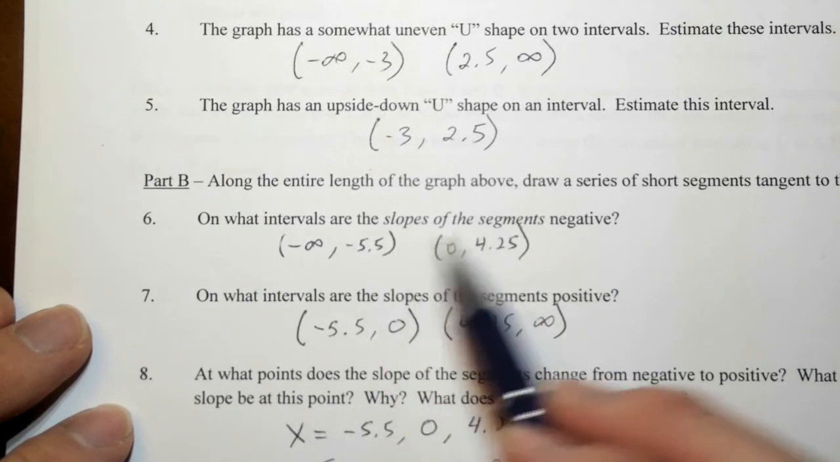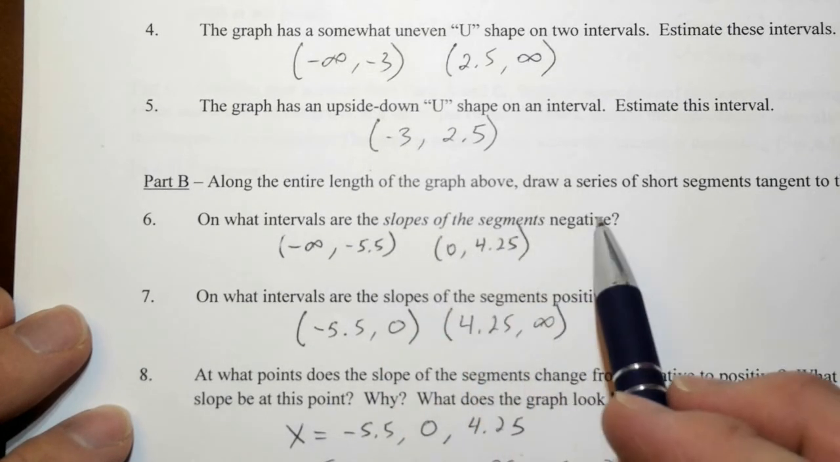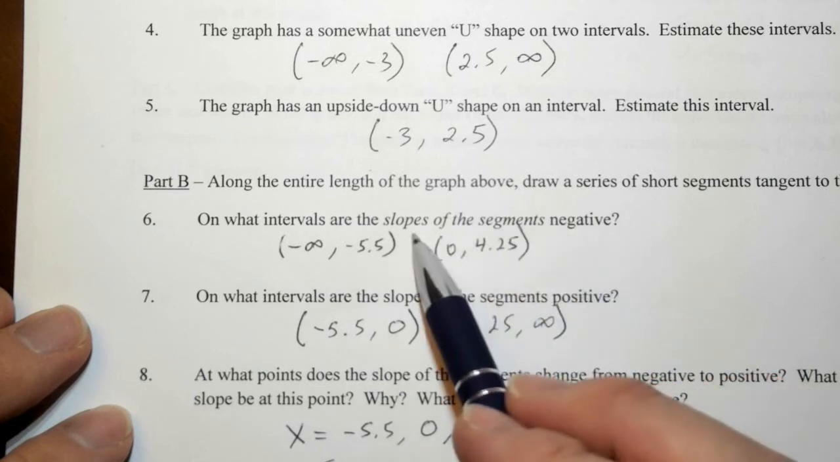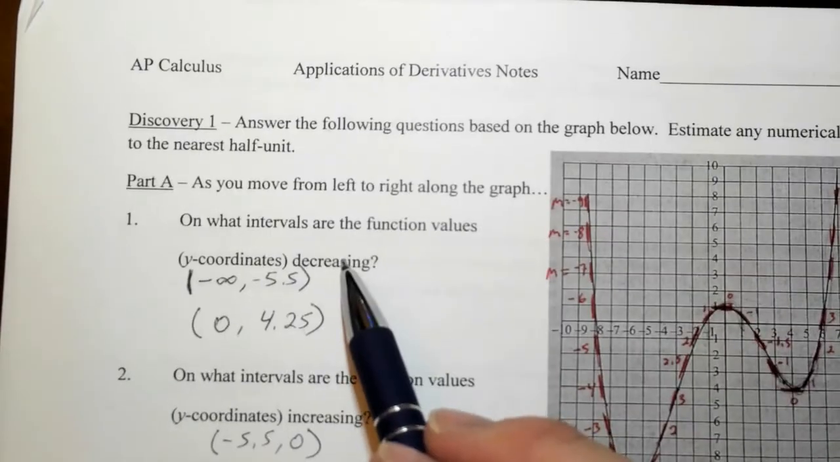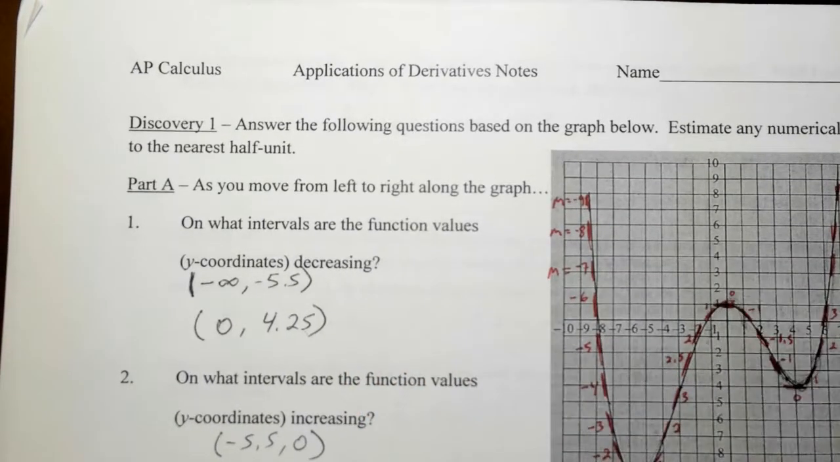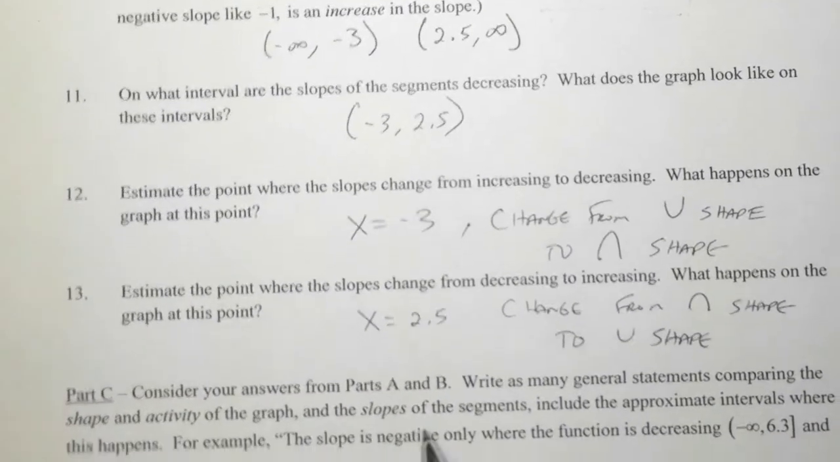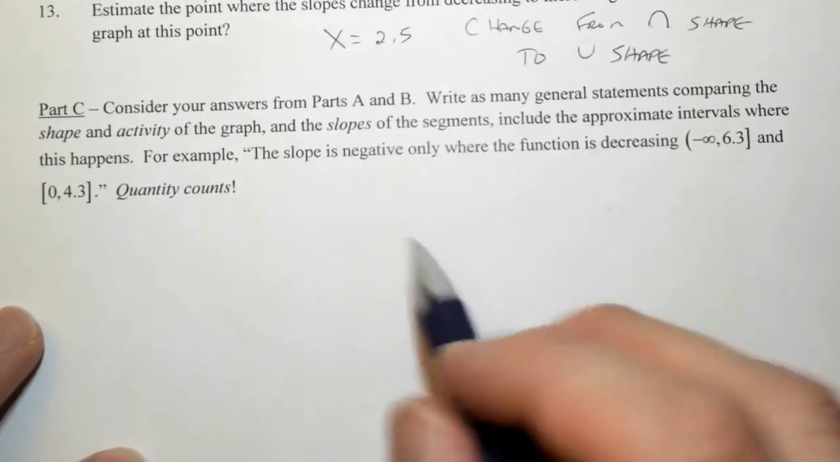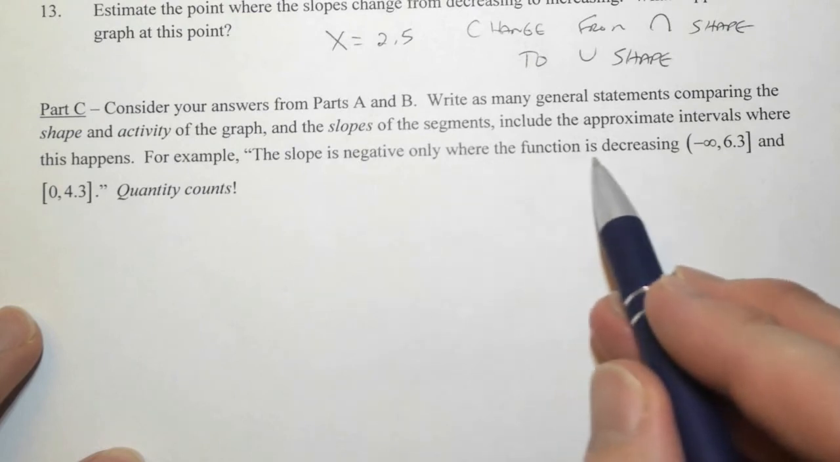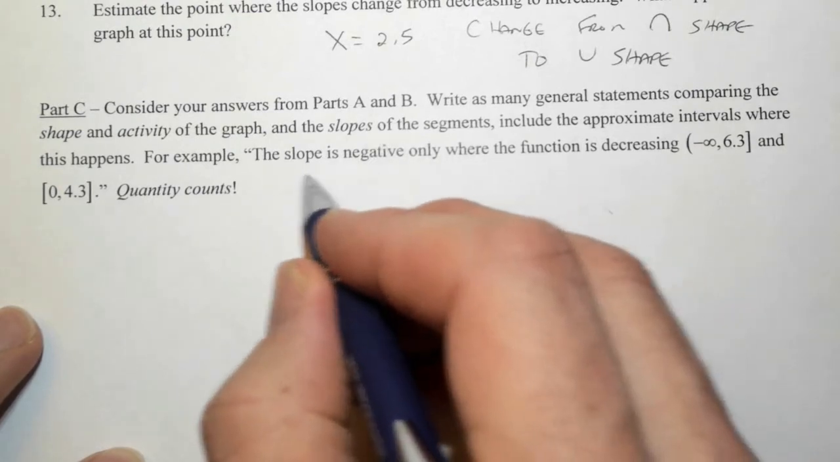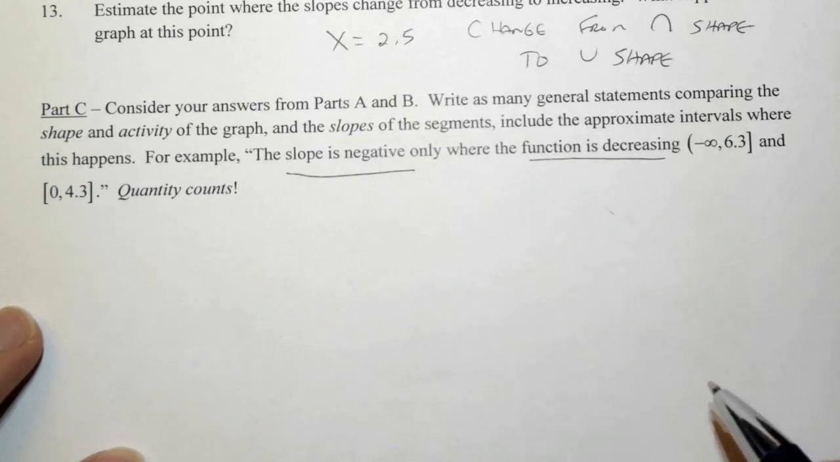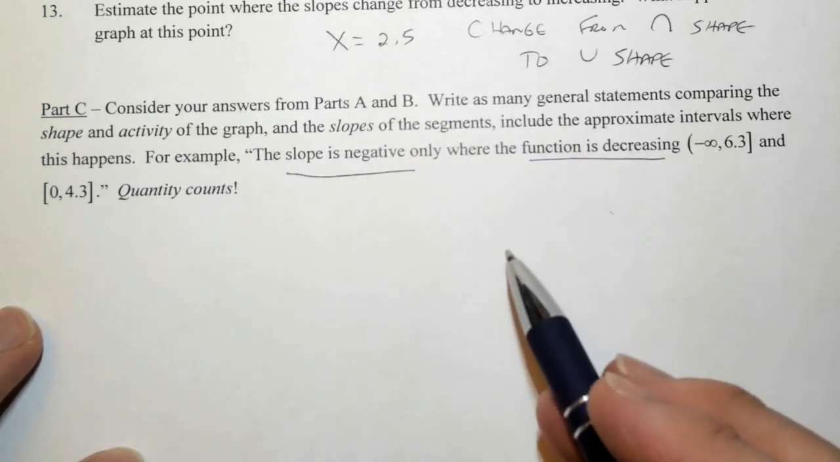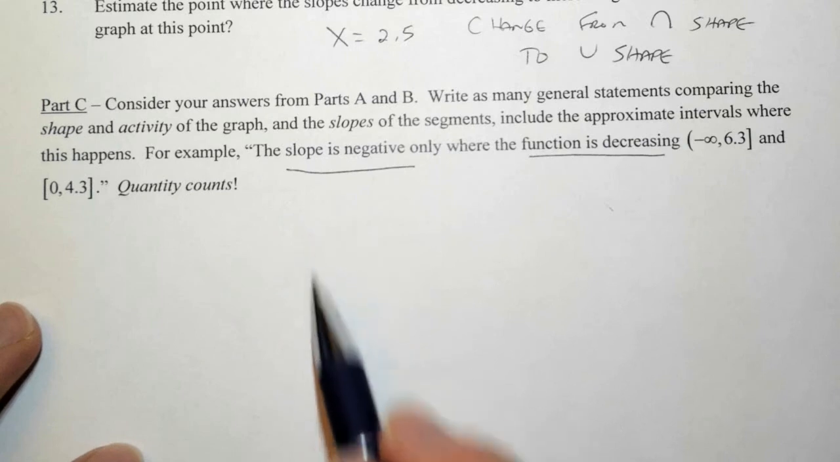So the connection we can make is that negative slopes correspond with a decreasing function. And that's what we see right here. The slope is negative only where the function is decreasing. Negative slopes correspond with a decreasing function. All right, so can you come up with a bunch more sentences for part C?